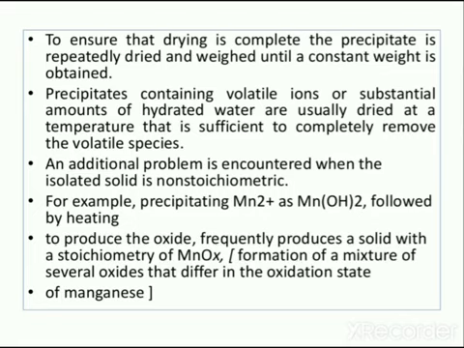An additional problem is encountered when the isolated solid is non-stoichiometric. What does that mean? For example, precipitating manganese ion as manganese hydroxide, followed by heating to produce the oxide, frequently produces a solid with a non-stoichiometric composition of manganese oxide. That is the formation of a mixture of several oxides that differ in the oxidation state of manganese.